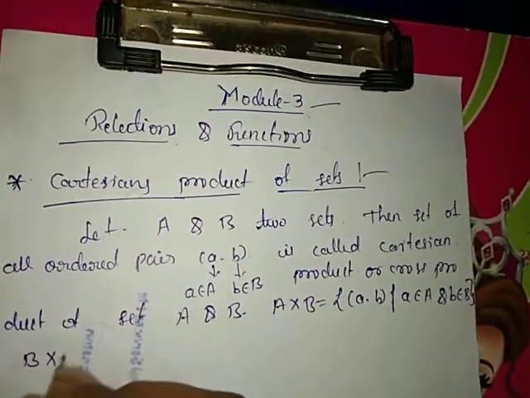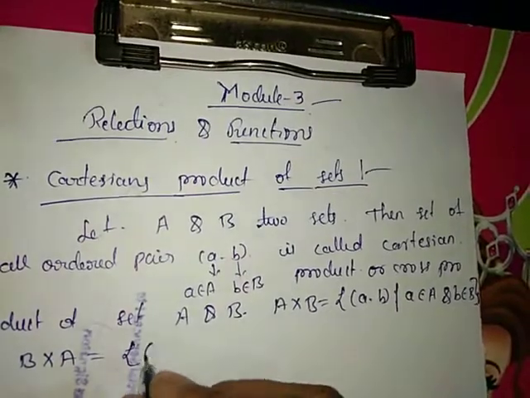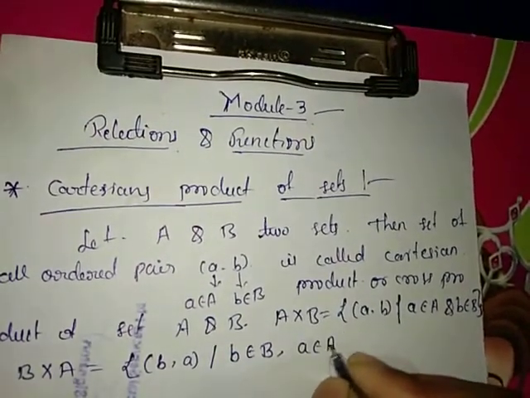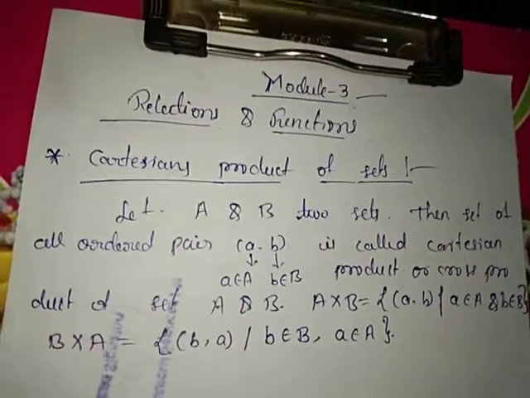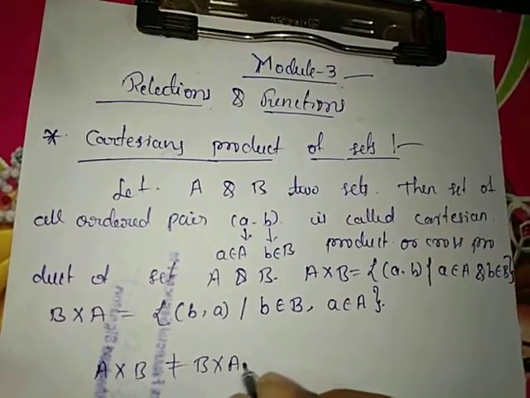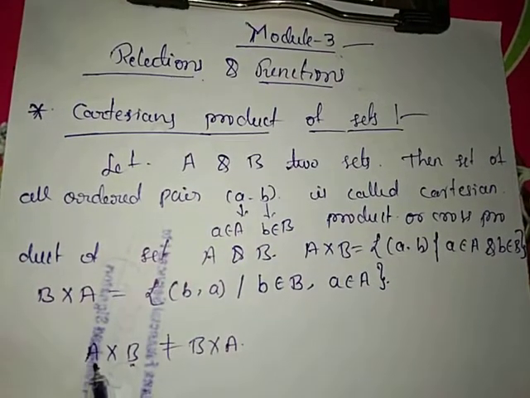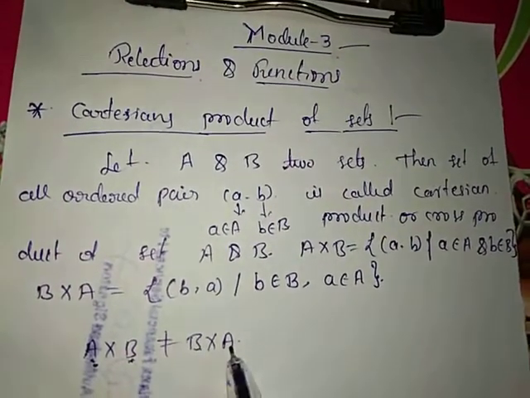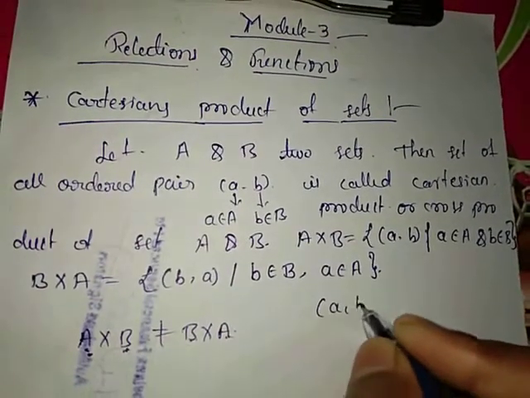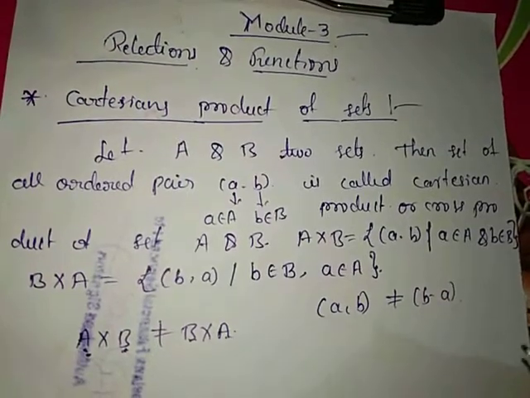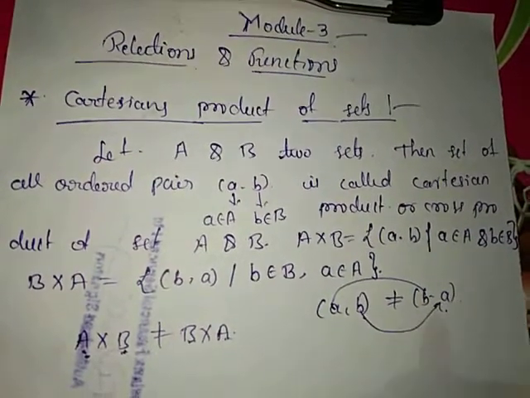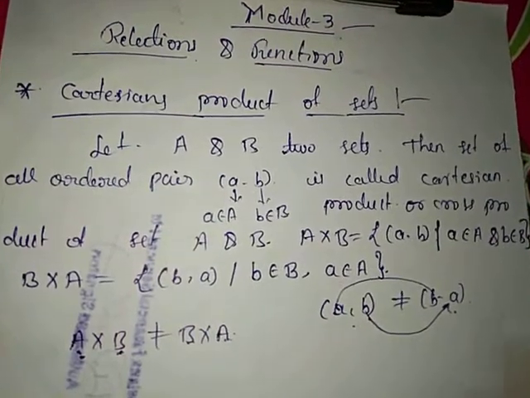If you want to find B cross A, it becomes (b, a), where b belongs to B and a belongs to A. One thing is clear: in the cross product of sets, A cross B is not equal to B cross A. In A cross B, the first element belongs to set A and the second to set B. In B cross A, the first element belongs to set B and the second to set A. Also, the ordered pair (a, b) is not equal to (b, a), because for ordered pairs to be equal, the respective first and second elements must be the same.